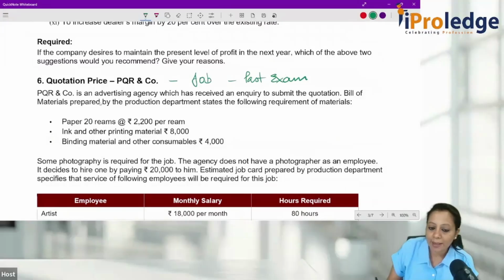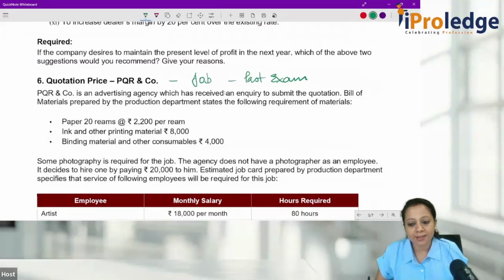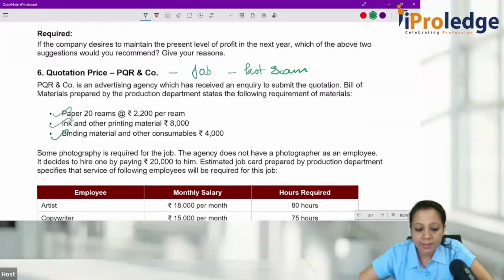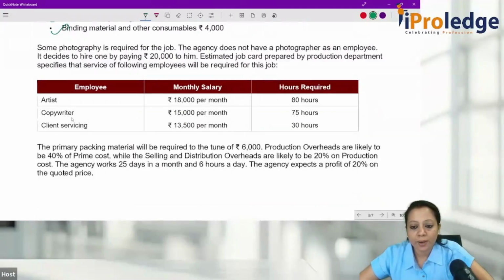Yes. TQR and Company is an advertising agency which has received an inquiry to submit a quotation. The bill of materials prepared by the production department states the following requirement of materials. We need paper, ink, and other printing material, binding material, and other consumables. Some photography is required for the job. The agency does not have a photographer as an employee. It decides to hire one by paying rupees 20,000 to him.